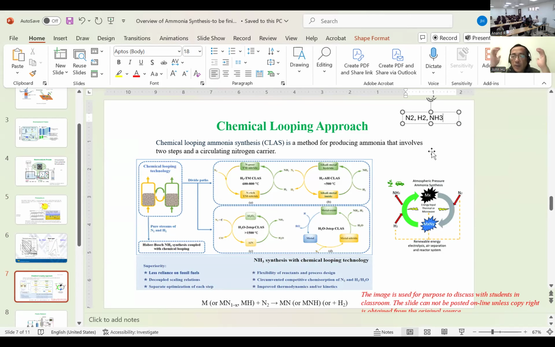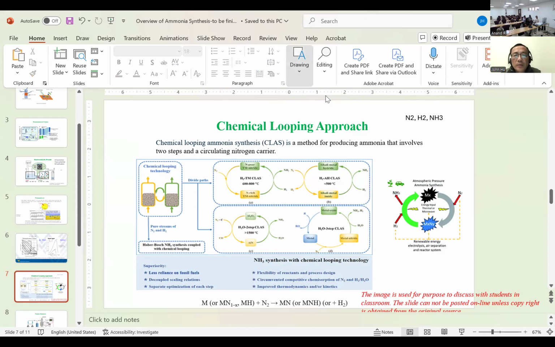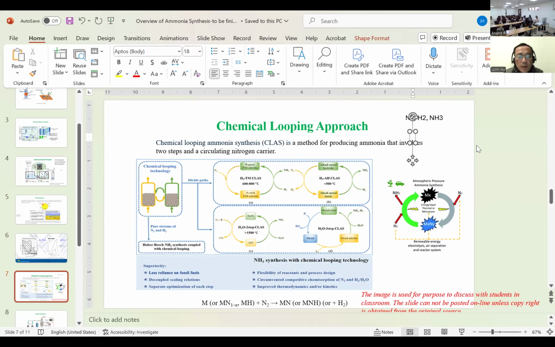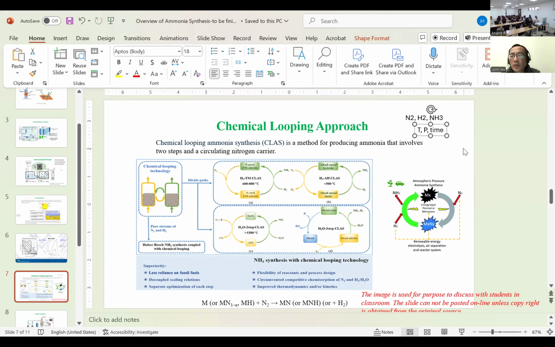Remember that? Thermodynamics means all three molecules have to be present in one vessel at a given time, under a given temperature and pressure, and then they reach equilibrium. How would you break this equilibrium? Keep in mind, the moment you put nitrogen and hydrogen in the same vessel, they produce ammonia and reach equilibrium. They will never go to 100% at any given time. How would you break the equilibrium? There's a process called chemical looping.